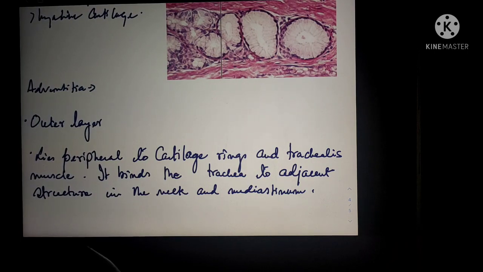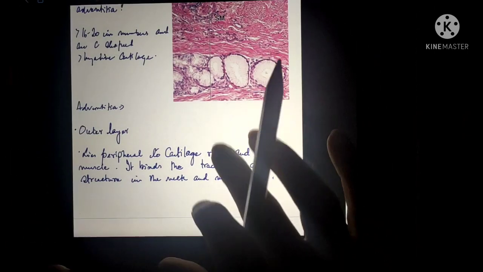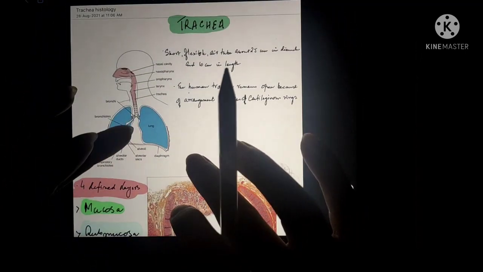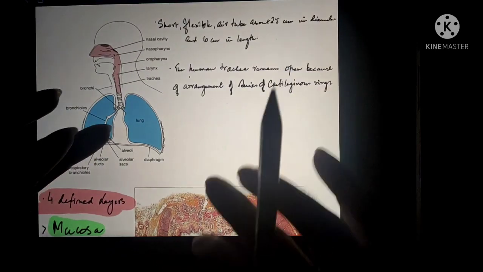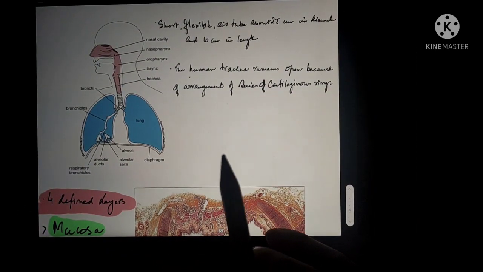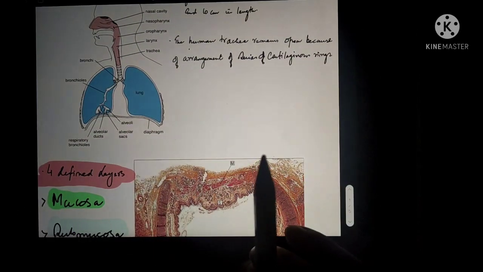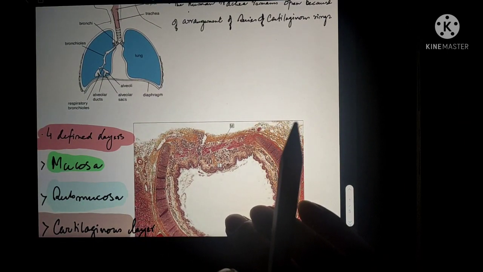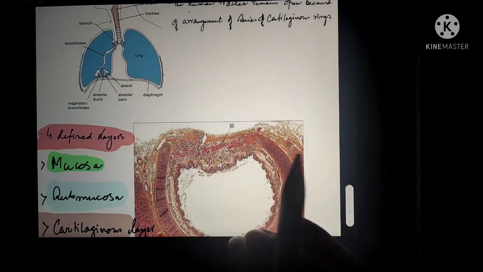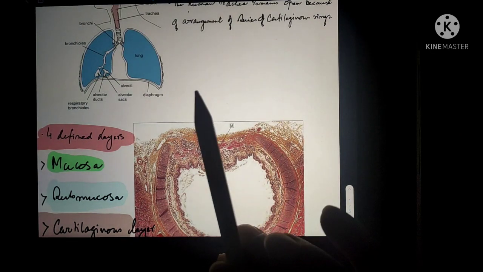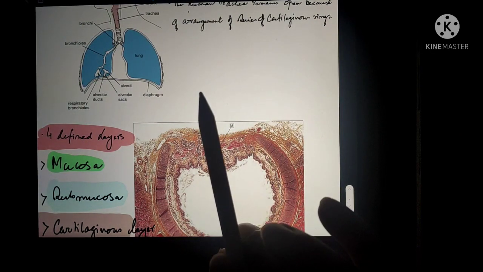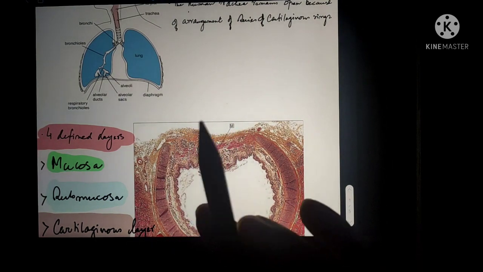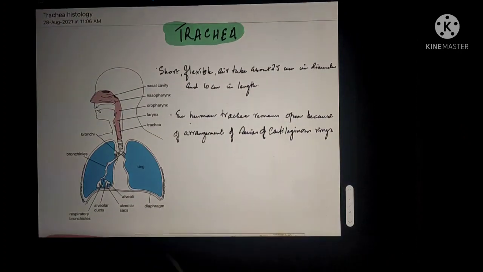So this is all about the histology of the trachea. The main thing to remember in this histology of trachea is the lining epithelium, which is pseudostratified ciliated columnar epithelium, the goblet cells present there, and the submucosal glands, which are mucous glands with serous demilunes, and they travel all the way through the lamina propria to open up into the epithelial surface. So this is all about the tracheal histology.